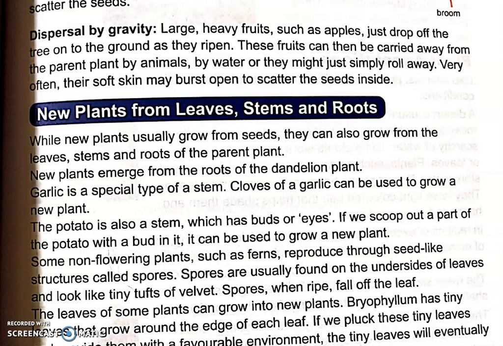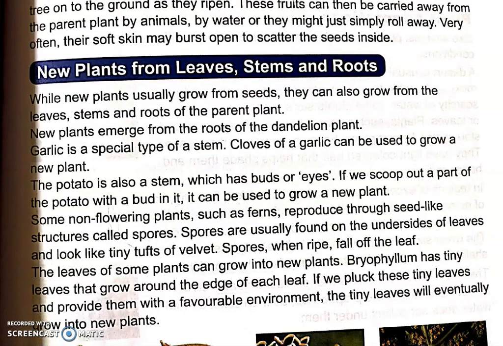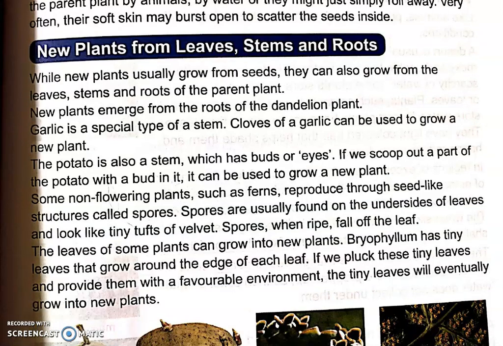These fruits can then be carried away from the parent plant by animals, by water, or they might simply roll away. Very often their soft skin may burst open to scatter the seeds inside. You must have seen, whenever you're walking in summers, some mangoes fallen beneath a mango tree, or dates. Because we live in Kutch, you must have seen dates fallen near the tree. This is because of gravity they fall down. Then either animals eat them or water carries them, or they simply burst open and the seeds inside scatter.